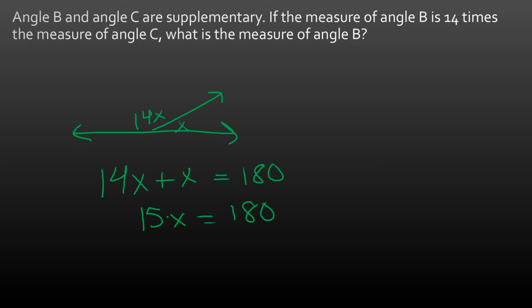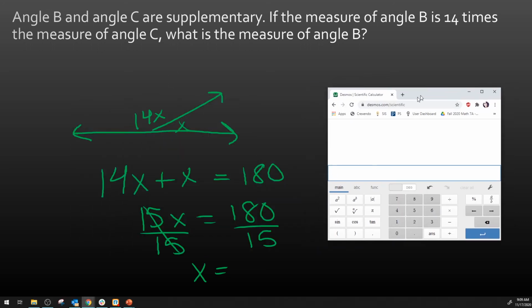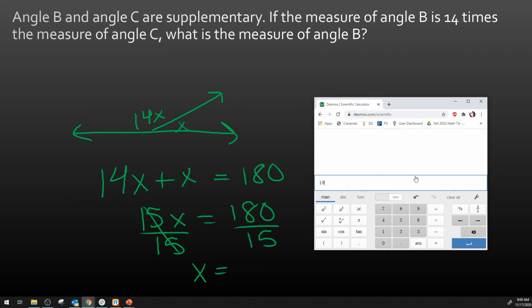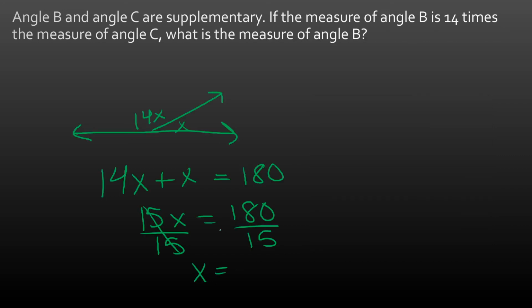In order to get x by itself, I need to use inverse operations. So 15 is being multiplied here, so I need to divide both sides by 15. And I get x is going to be equal to 180 divided by 15, and I can type that into a calculator really quick. And when I do, I get 12. So this is where you have to be careful. So I know that x is 12. That does not mean that my answer is 12, okay?